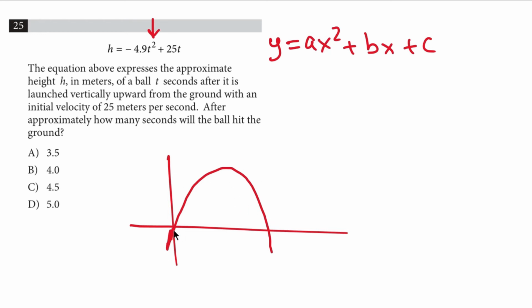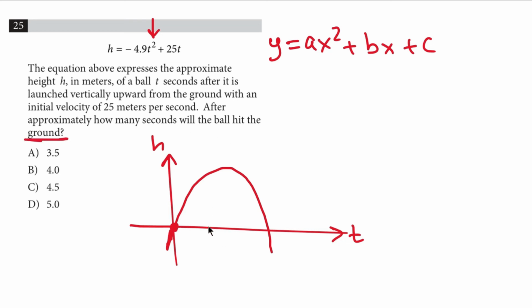Now they kicked a ball. Just imagine a ball being kicked from the ground and going up, going up, going up, and then suddenly it goes down, and at some point it hits the ground again. Here height is modeled as the vertical axis and time is modeled as the horizontal axis. So with time the ball is going up and then it's going down. They're asking, after approximately how many seconds will the ball hit the ground?